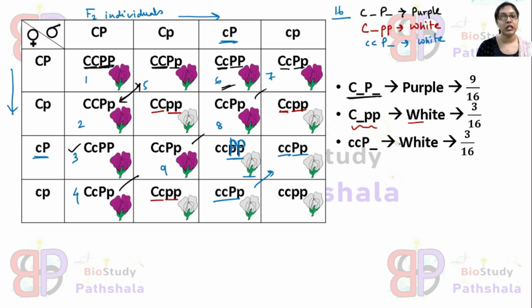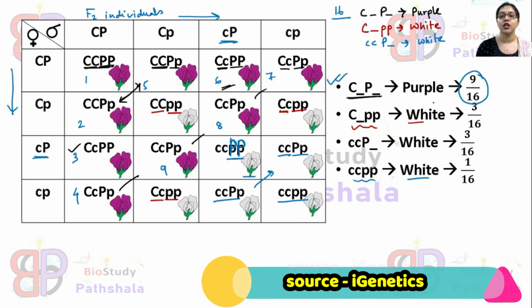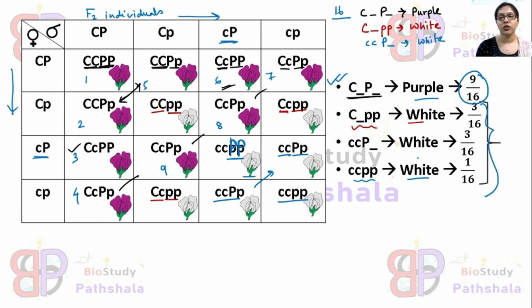and with this particular genotype the number of individuals is 3 among 16. And the remaining last one, small c small p, the homozygous recessive form of both genes, leads to the formation of white color, and with this particular genotype the number of individuals is only 1. So from this data we can say that 9 among 16 individuals are showing purple coloration, and these 3 genotypes lead to the formation of 7 out of 16 individuals which show the white coloration.